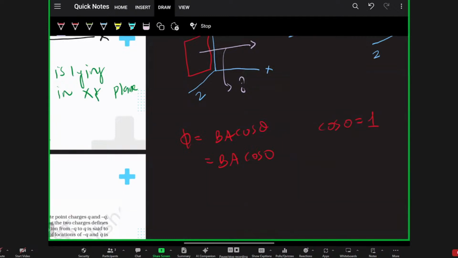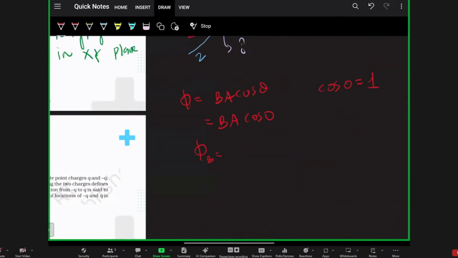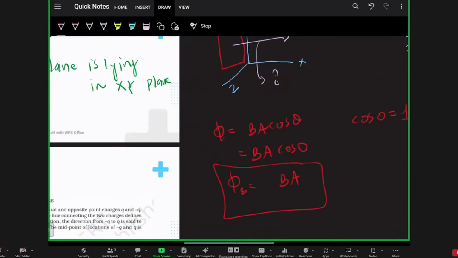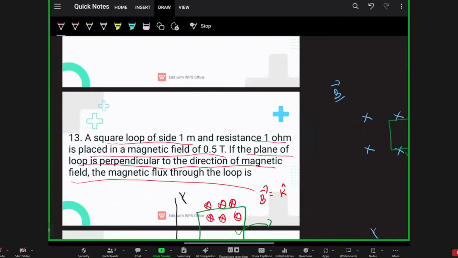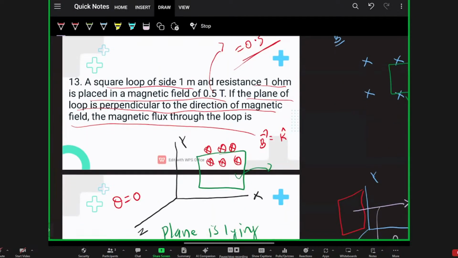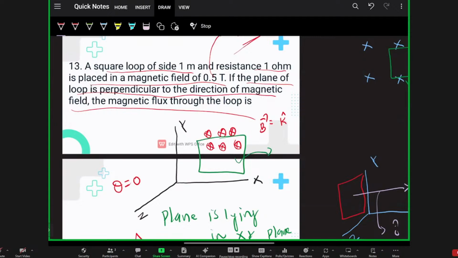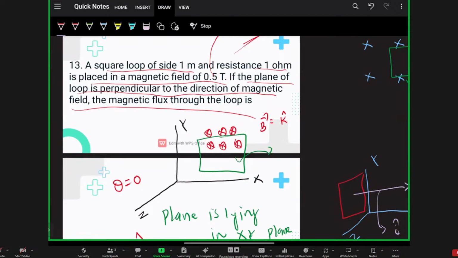So the magnetic flux will be B into A. In this question, the magnetic flux will be just the multiplication of B into A. Here the magnetic field is 0.5 Tesla, into the square of one side, that means 1 square, so the flux will be 0.5. I hope it's clear. If you find the area vector, you can easily solve using B dot A, that is BA cos theta.